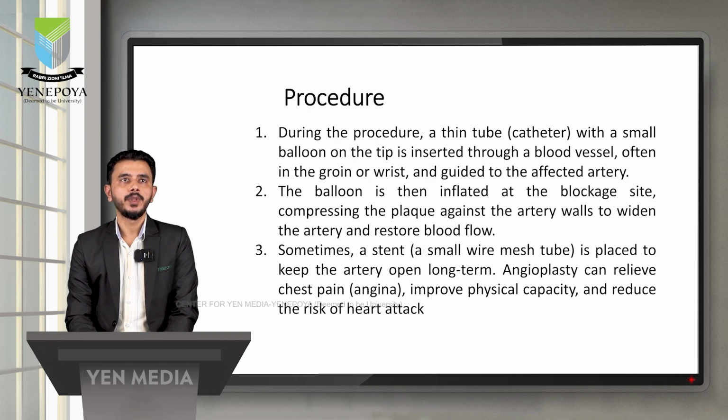to the heart. Coming to the procedure of angioplasty, during the procedure, a thin tube, that is known as a catheter, with a small balloon on the tip, is inserted through a blood vessel, often in the groin or wrist, and guided to the affected artery. The balloon is then inflated at the blockade site, compressing the plaque against the artery wall to widen the artery and restore the blood flow. Sometimes a stent, a small wire mesh tube, is placed to keep the artery open long term.